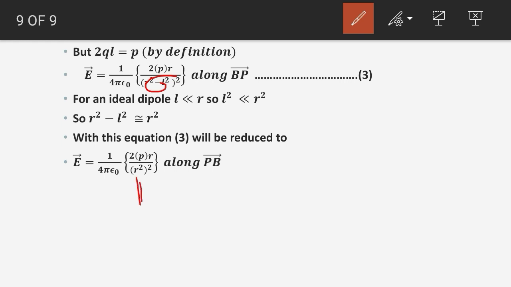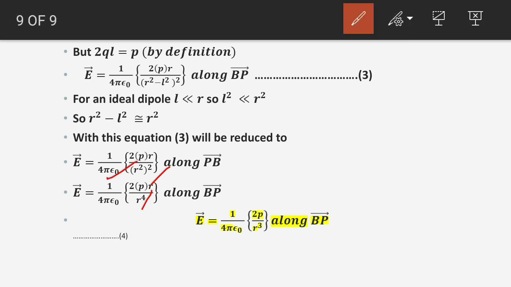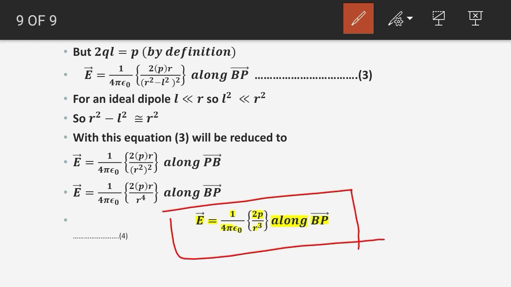So r square, there is a square again, so r square squared is r to the 4. In the numerator there is r, so one r cancels with the r in the denominator, and I am left with r cube. So the net electric field is 1 by 4 pi epsilon 0 into 2 p divided by r cube, along the BP direction, which was previously mentioned.